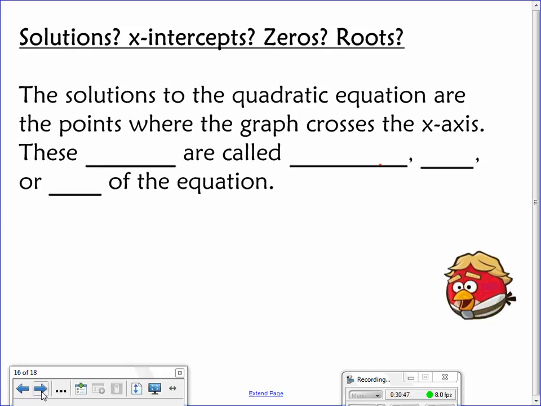So the solutions to the quadratic equation are the points where the graph crosses the x-axis. We just looked at that. So these solutions are called x-intercepts, zeros, or roots of the equation. Okay, they all mean the same thing. Find the answer, find the zeros, find the x-intercepts, find the roots. So if I say those words, I don't want you to go, what the heck is that? I don't know what you want me to do. Solve the darn thing, okay? That's what I want. Just solve it. Set it equal to 0, solve it, give me the answer. They all mean the same thing.